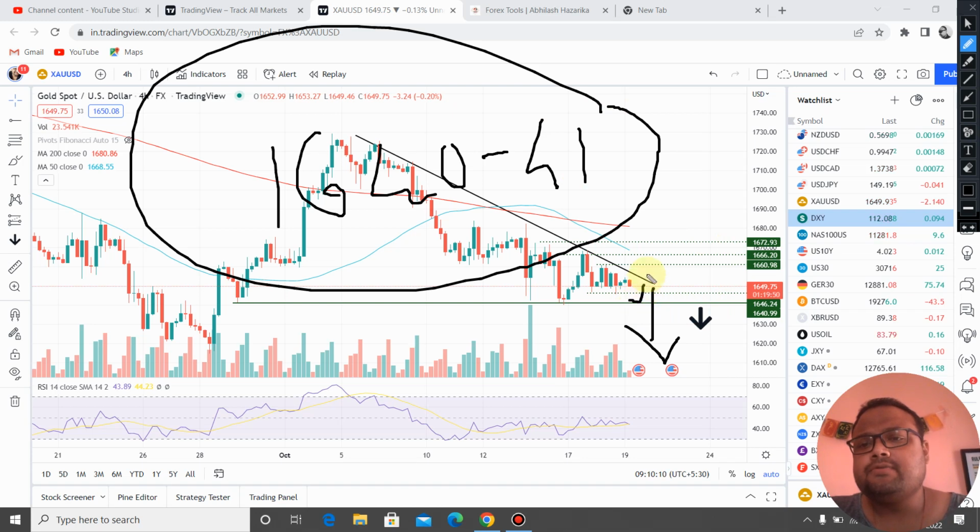35-40 pips is decent enough. So if the market bounces from here, if you see the market is slow, the market is trying to take support, price rejection from below, you can go for the buy position.